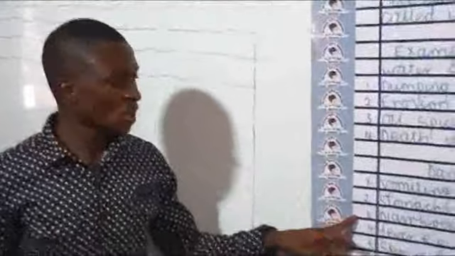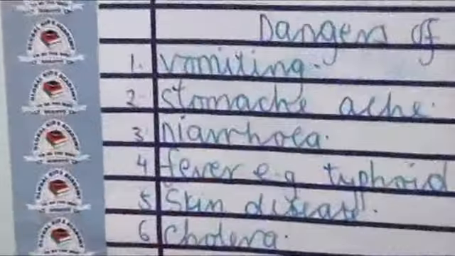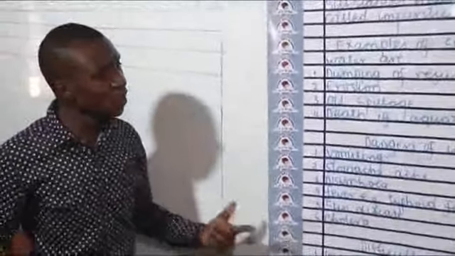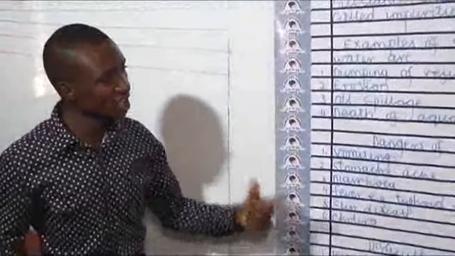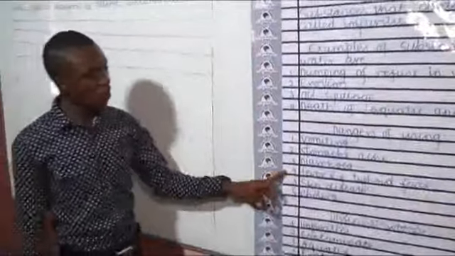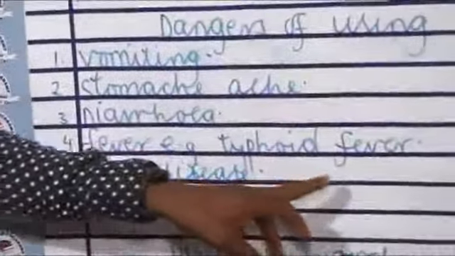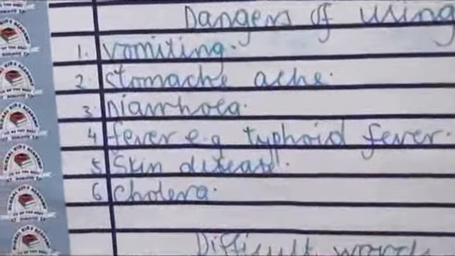Number 3, we have diarrhea. Diarrhea is frequent watery stool, and it can be caused by drinking contaminated water. Number 4, we have fever, e.g., typhoid fever. Children, have you ever experienced any fever before?